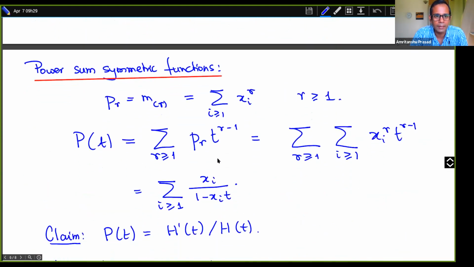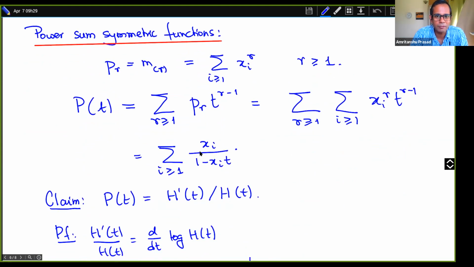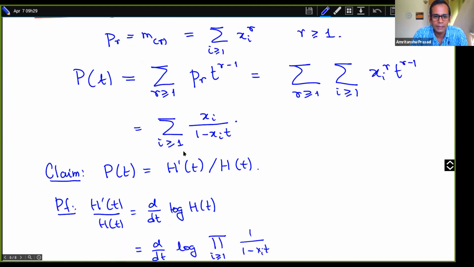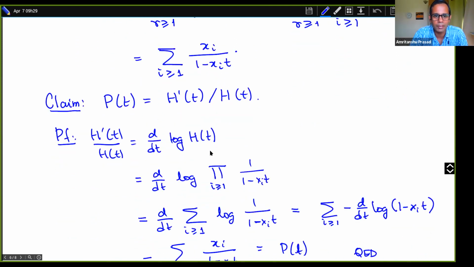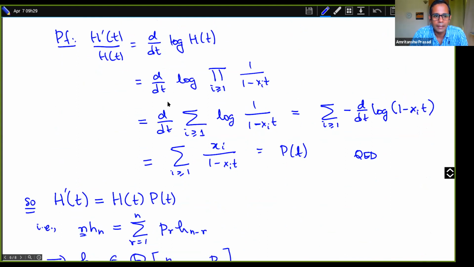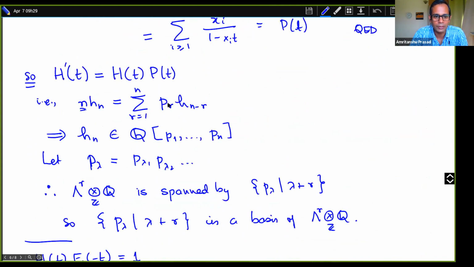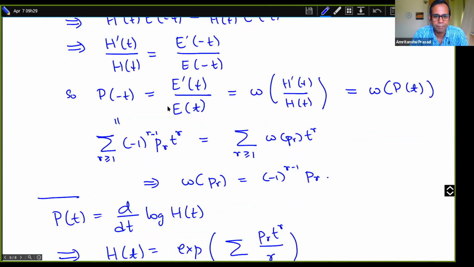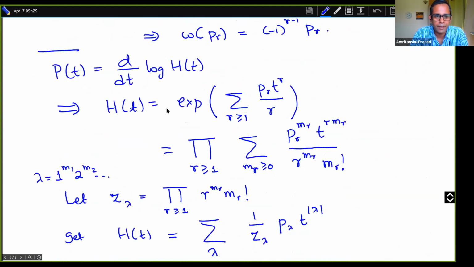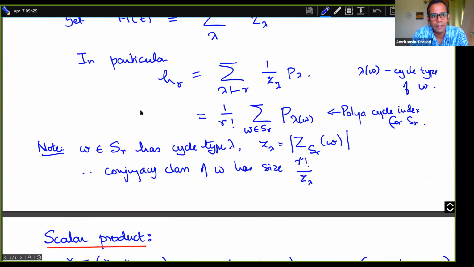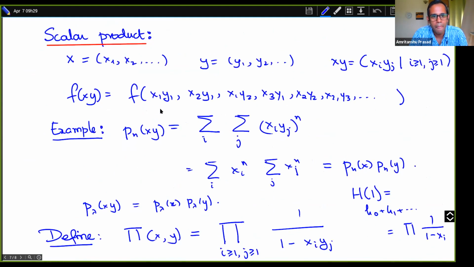Then we have another basis called the power sum symmetric functions, where the rth power sum symmetric function is just the summation of x_i to the r. And we studied the relationship between the generating function for power sum symmetric functions and complete and also elementary symmetric functions. Okay. And finally, we defined scalar product.